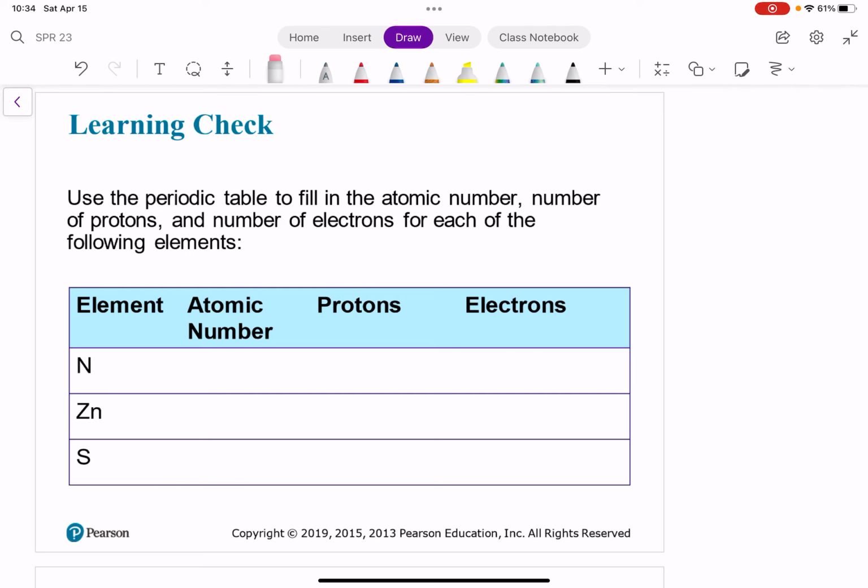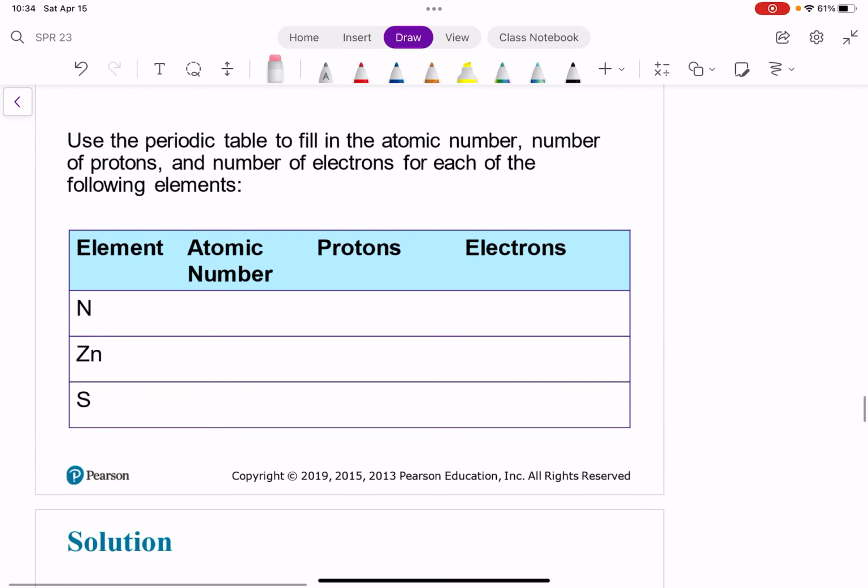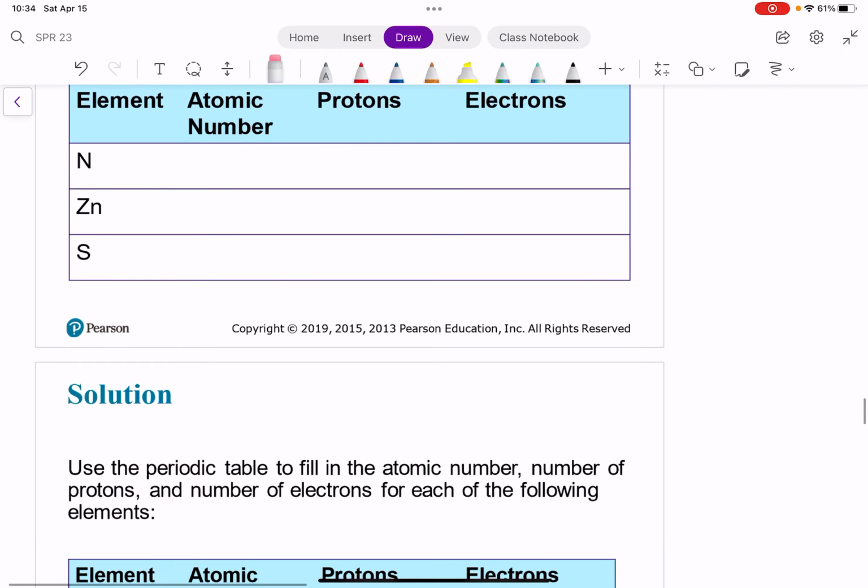I believe we left off here, so pause the video, try out this learning check, and then check back in. So you want the atomic number, the number of protons, and the number of electrons for each of these elements.